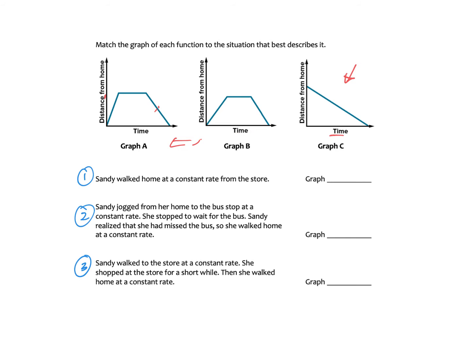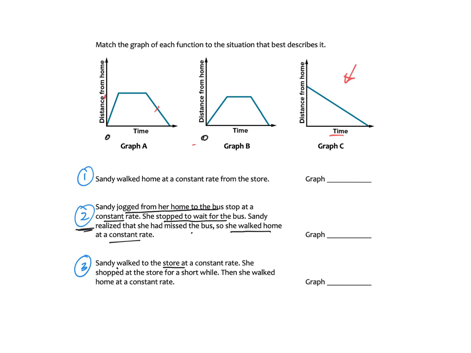Okay, with those 2, I'm going to start on graph number 2. It says Sandy jogged from her home to the bus stop at a constant rate. Okay, so she's going at a constant rate. She stopped to wait for the bus, so it's going to have a flat line somewhere. And then she realized that she had missed the bus, so she walked home at a constant rate. Okay, well, obviously it's one of those 2, because she stopped for a break. Let's read the other one.